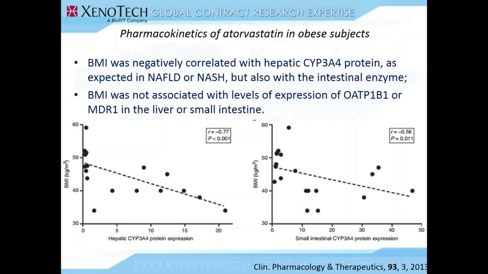The lack of association of BMI with OATP1B1 and MDR1 proteins in the liver or intestine appears to contradict observations of the effects of NASH on these proteins reported by Clark and discussed a few slides earlier, but seems to be in agreement with observations provided by Moore, also discussed earlier. Overall, findings in this study illustrate that discrepancies exist in conclusions on clinically meaningful effects of non-alcoholic fatty liver disease and NASH on drug transporters.